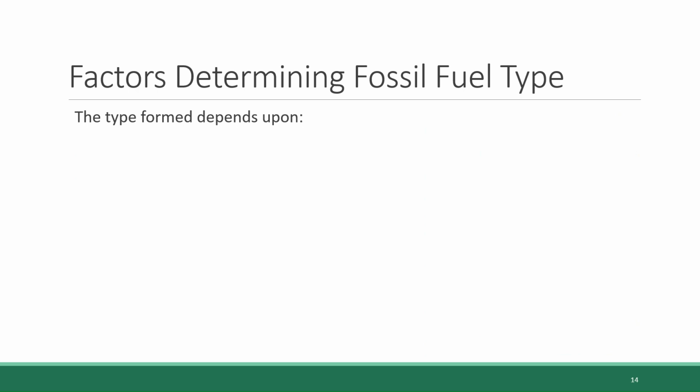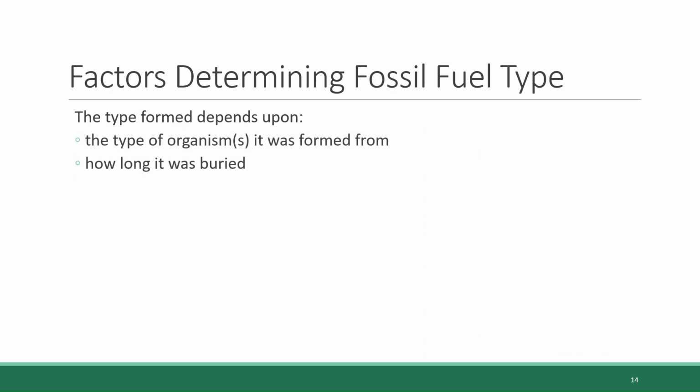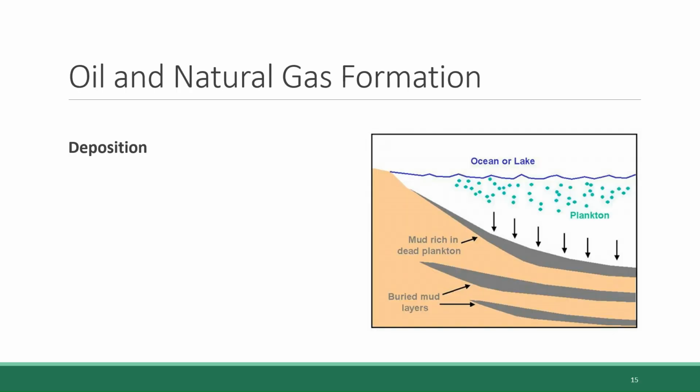And while they're all formed by the same very basic process, the type formed depends on which dead organisms it was formed from, how long it was buried, and the temperature and pressure conditions during the time of its formation. We're first going to look at oil and natural gas, and then we'll turn to coal before closing out the section. The first step in the formation of oil and natural gas is called deposition.